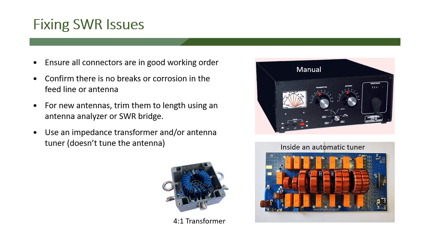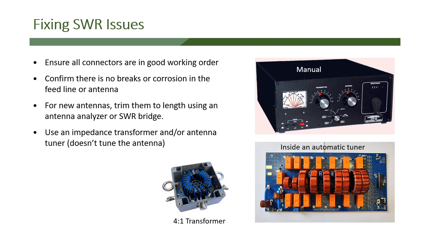And then below, we see the inside of an automatic antenna tuner. We have a series of coils, that's inductors, a series of capacitors, and a series of relays. And there's a computer that controls this. When you push a button, the computer goes through various combinations of capacitors and inductors to find the one that will give you the impedance transformation you need. So there are three different types.